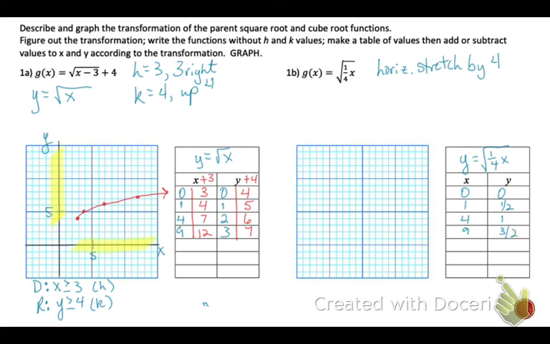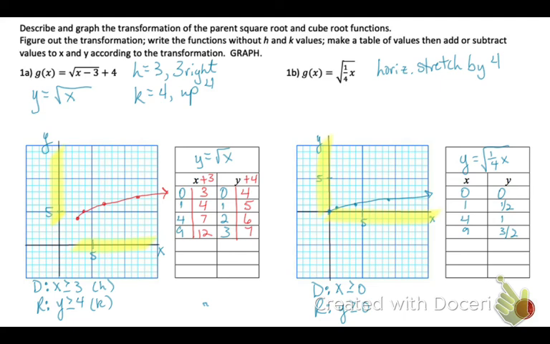If I plug in 1, the square root of 1/4 is a half. If I plug in 4, the square root of 1 is 1. And then if I plug in 9, I get 9/4, and the square root of 9/4 is 3 halves. So I'm going to draw my xy axis and then plot these points. Notice that this horizontal stretch is going to stretch it, and I believe I said away, but I meant towards. It's going to stretch it towards the x-axis, away from the y-axis.